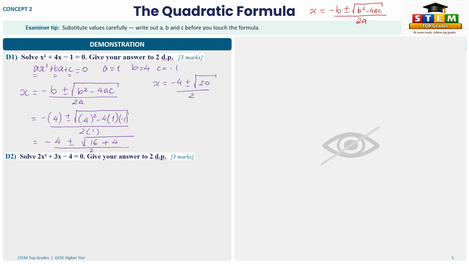And now you're going to have two possible values here. So the first one, if you use your calculator, you're going to work out is 0.24, and the other one is going to be negative 4.24 using your calculator, of course. And both answers are to 2 decimal places as required. So these are the two answers for question number 1.